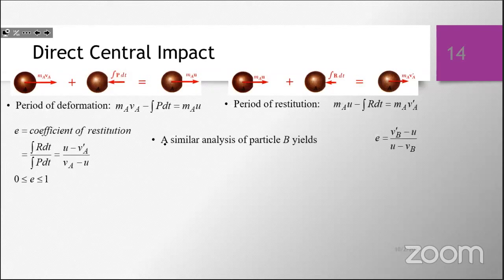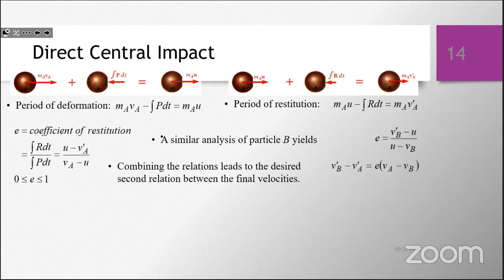You can do a similar analysis on particle B, because we cut the system in half and we're just talking about particle A. You can do the same thing for particle B. You get something very similar, it's flipped though. So what do we do with that? Well, we're going to solve for U, set them equal to each other, and do some algebra, and this is the equation that you all really want to write down right here.